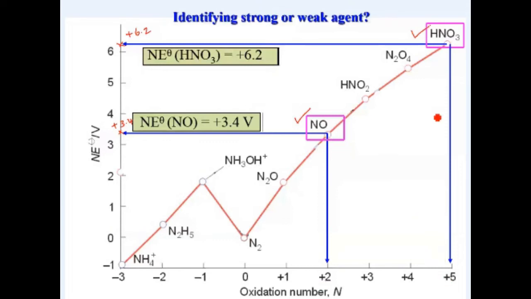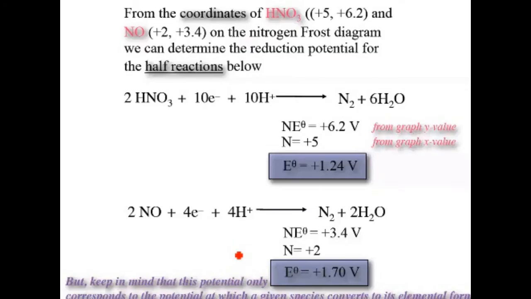Now, who is actually the strong and weak oxidizing agent? How to know? By seeing the number, if you see from the graph, +6.2, +3.4, from that you don't take any decision, because it is misleading information, as the oxidation states are different. So how to resolve this? First write the equation. HNO3, if it is converted into N2, has an Ne value of 6.2, which represents N equal to +5. For only E, if I want to know, E equals 6.2 divided by 5.